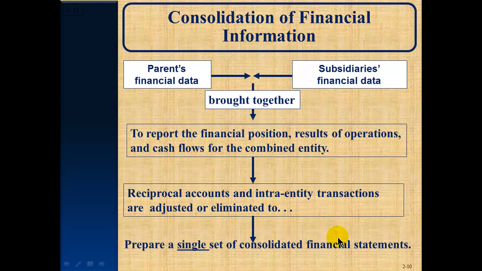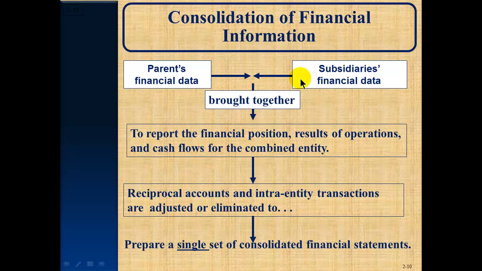This is a really good slide. I like the flow of it. I'm a flowchart guy, but here's what you basically have. You have the parent's financial data, the subsidiary's financial data. You bring those together, and report the results of operations, which obviously is the income statement, financial position, another fancy way to say balance sheet, and of course then the statement of cash flows. Those are your three major statements. And of course the fourth is the statement of changes in owner's equity.